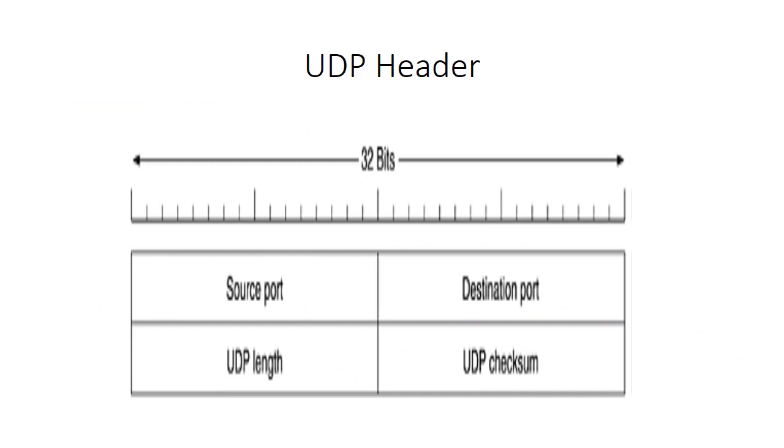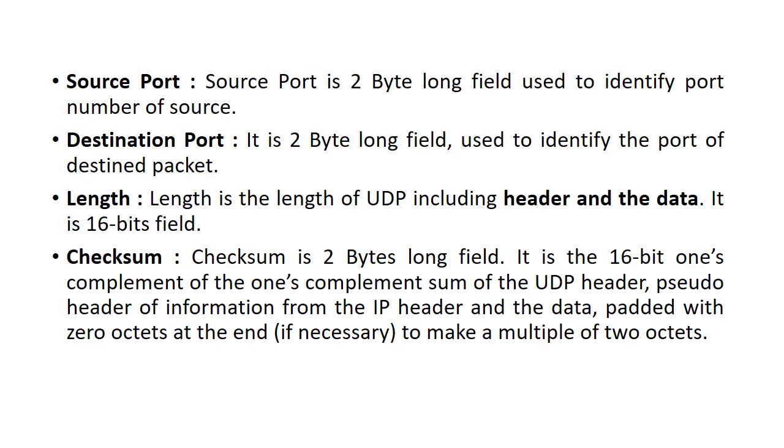Now we can move to the UDP header format. It's a 32-bit wide header format. There are four parts: source port, destination port, UDP length and UDP checksum. We will discuss each field in the UDP header. The first part is the source port. The source port is a 2-byte long, 16-bit field. It identifies the port number of the source.